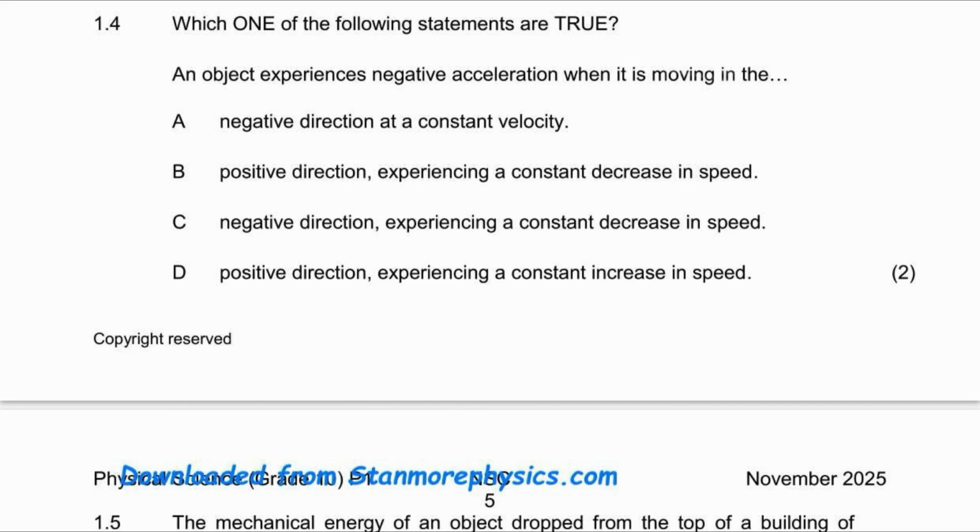Question 1.4. Which one of the following statements are true? An object experiences negative acceleration when it is moving in the... So negative acceleration essentially means that the object is slowing down. So its velocity is decreasing.